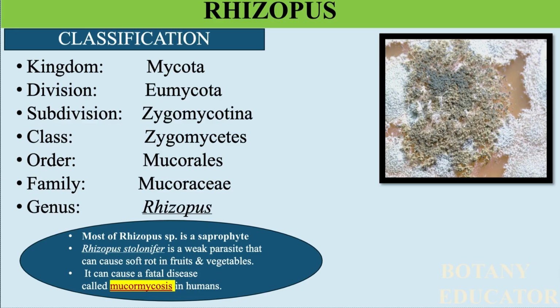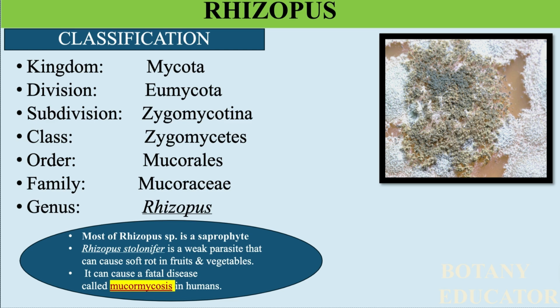Now, in detail, the classification of Rhizopus: kingdom Mycota, as all fungi belong to the main kingdom Mycota, then division Eumycota, subdivision Zygomycotina, class Zygomycetes, order Mucorales, family Mucoraceae, and genus Rhizopus. It is a saprophytic fungus. Some species like stolonifer are weak parasites and can cause soft rot in fruits and vegetables. It can cause a fatal disease in humans, that is mucormycosis.